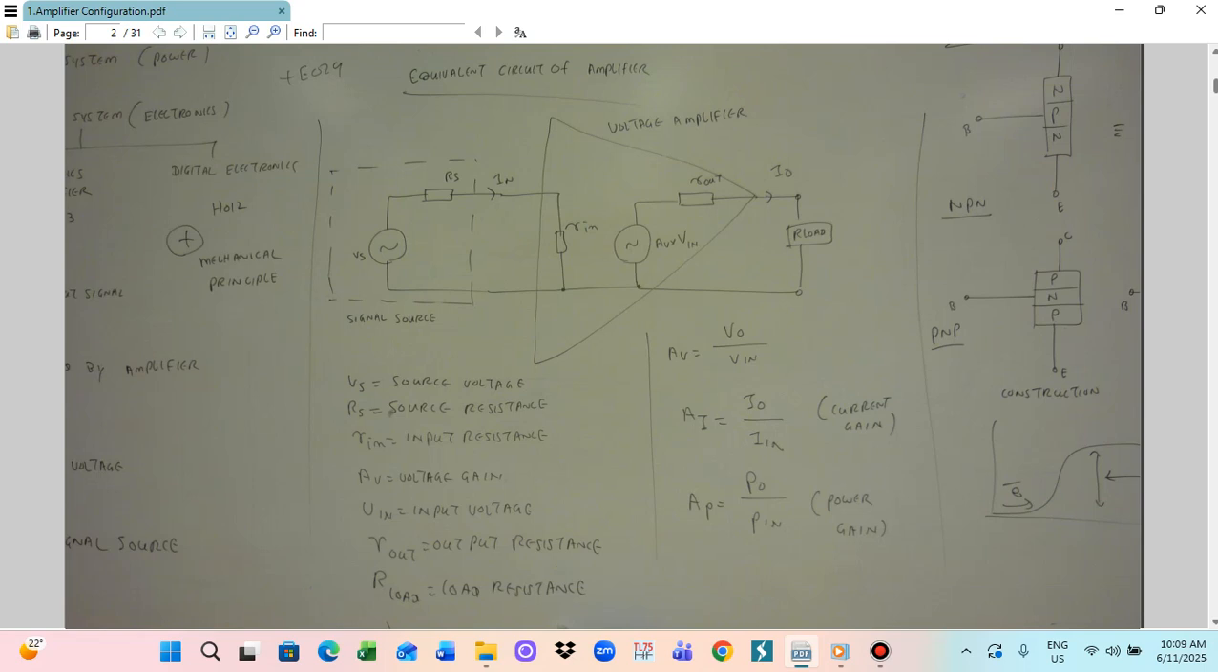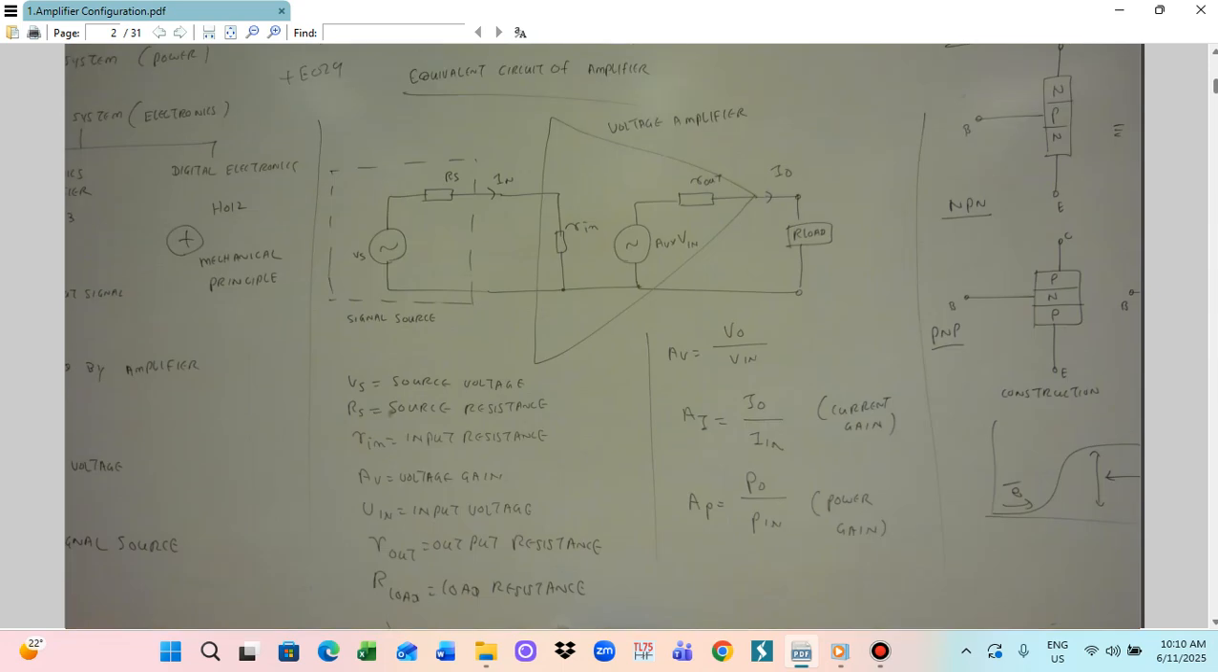So input and output resistance, and we can calculate AB, AI, and AB this way. Therefore, the input resistance can also be calculated as V divided by I in. That will be the input resistance, the resistance measured at the input terminal of the amplifier.